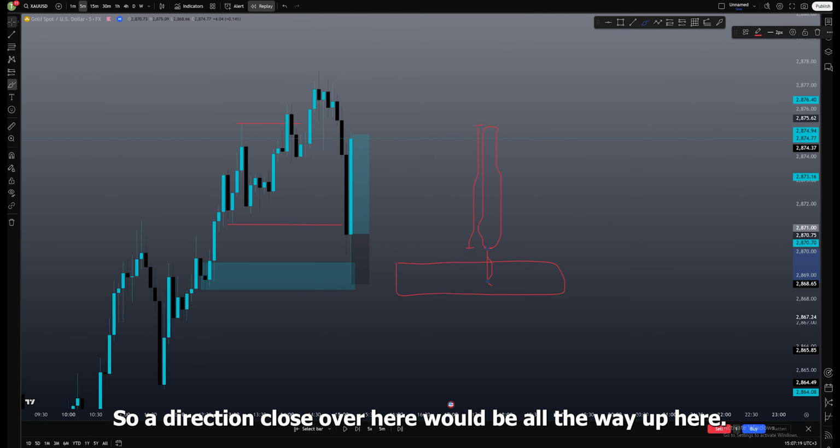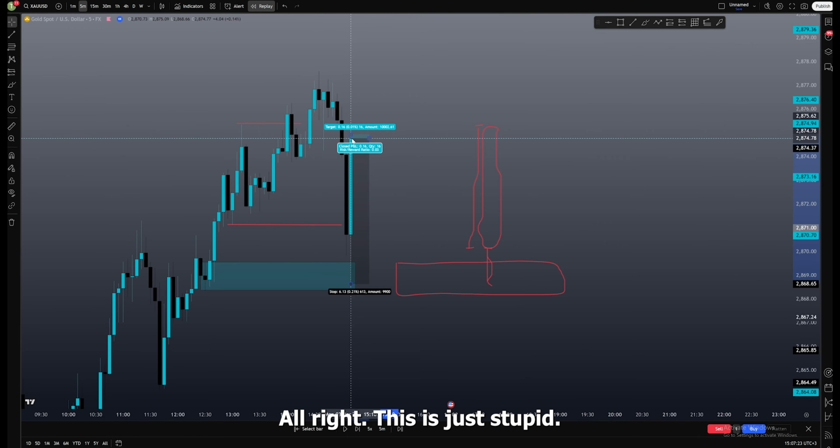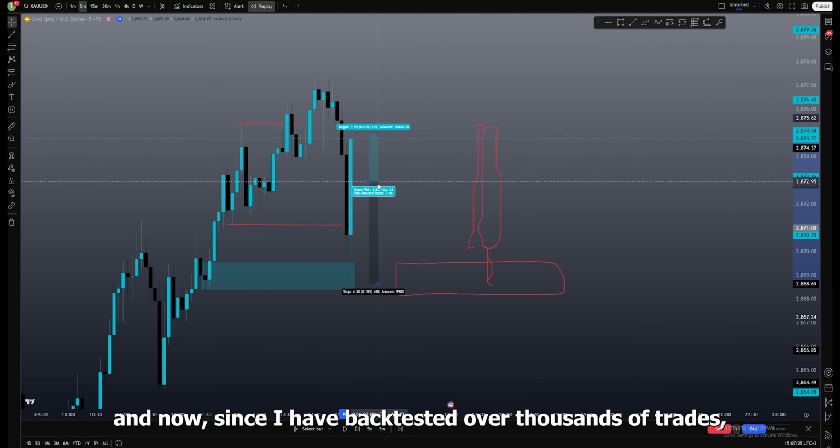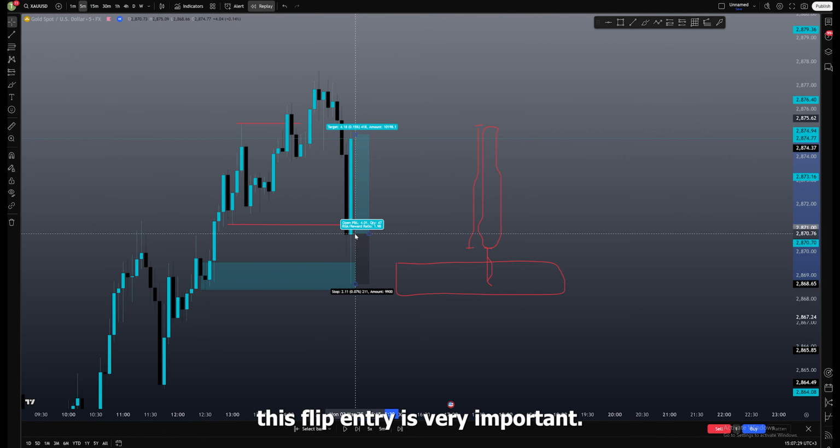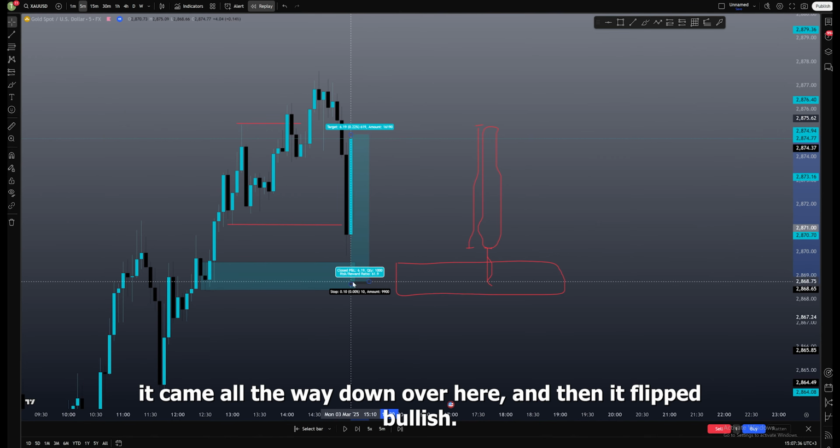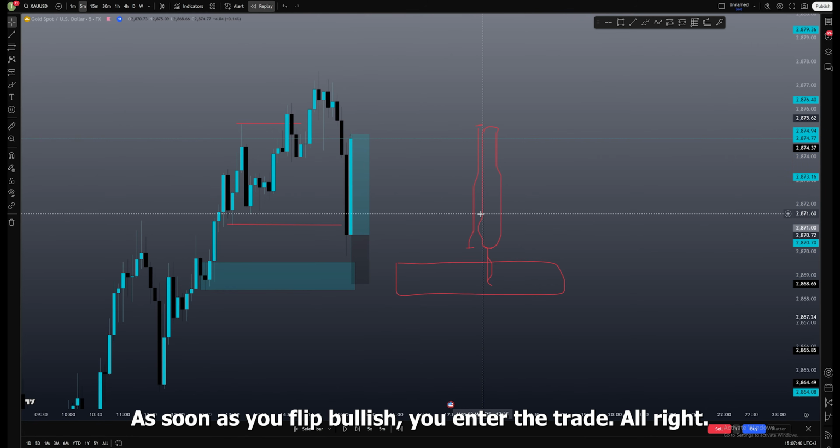A directional close over here would be all the way up here. Since I have backtested over thousands of trades, this flip entry is very important. As soon as it opened over here, it came all the way down over here, and then it flipped bullish. As soon as it flipped bullish, you enter the trade.